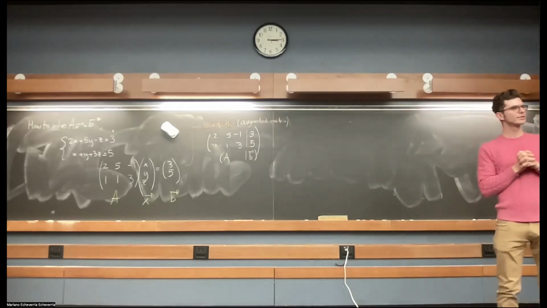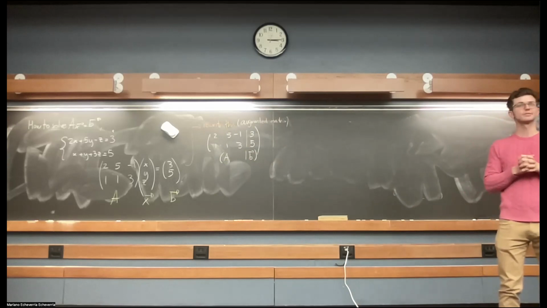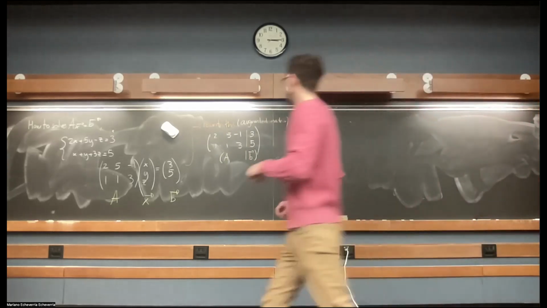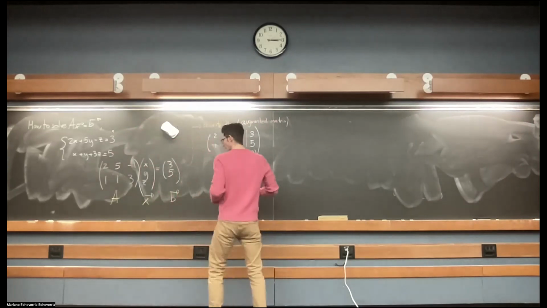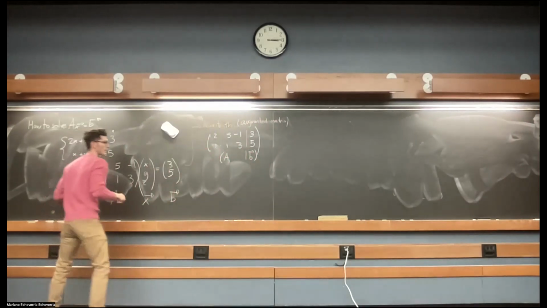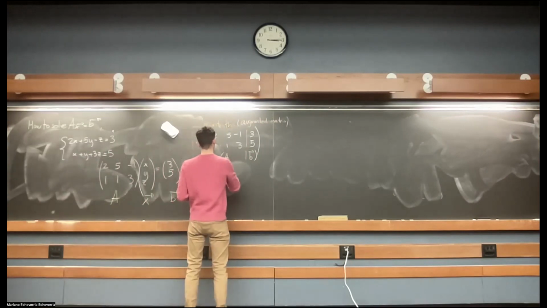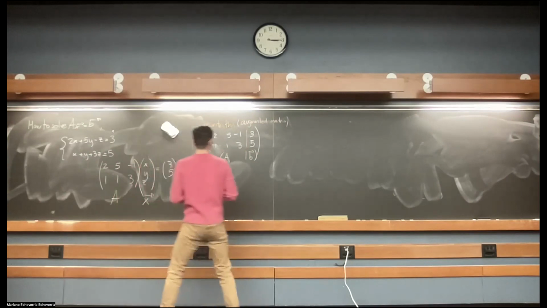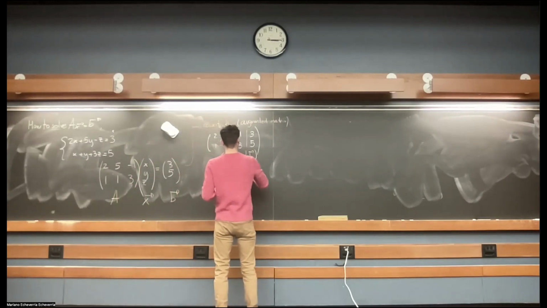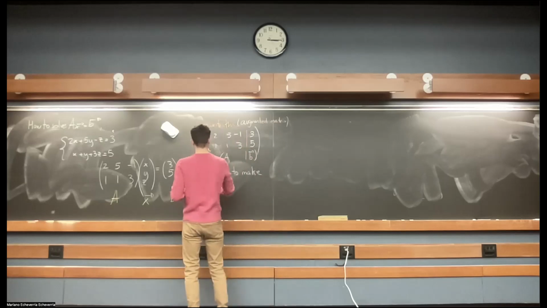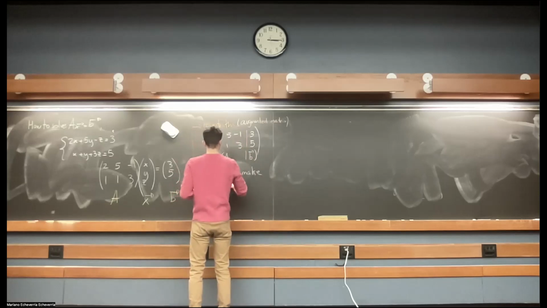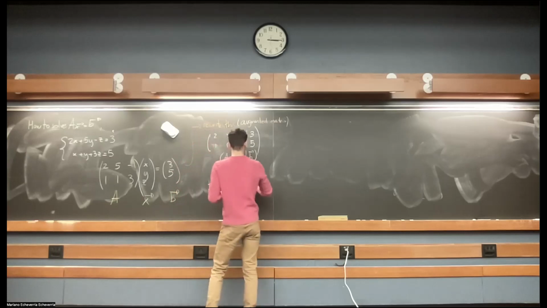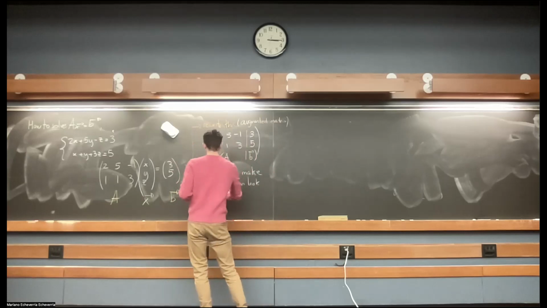Is that making sense? So far, so good. Okay, and now the goal is like a game. Just try to make this as close as possible to the identity matrix, and you'll see why we want to do this. So the goal is to make the system look as close as possible to the identity.